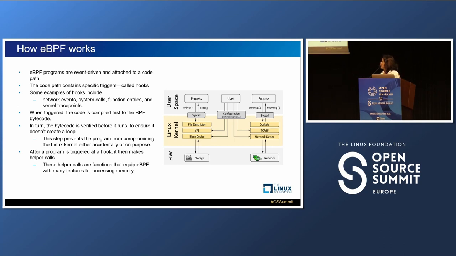This code path contains specific triggers called hooks, and there are various hooks at various subsystems. The hooks can include network events, system calls, function entries, and kernel trace points. Of course, this is not limited to these; there are various places the hooks can be attached. And when they are triggered, the BPF code is compiled into bytecode that gets loaded into the kernel memory.